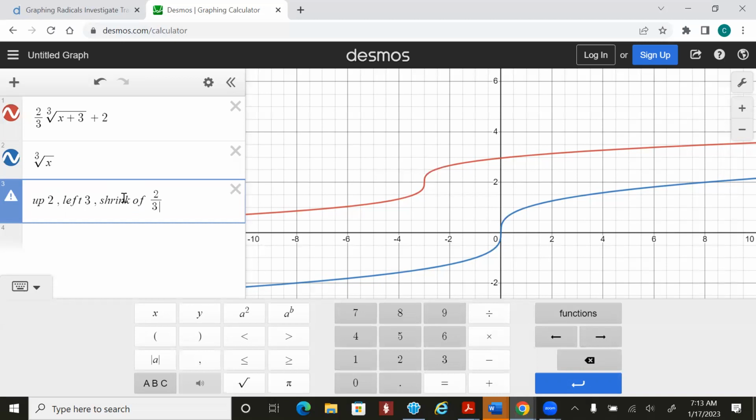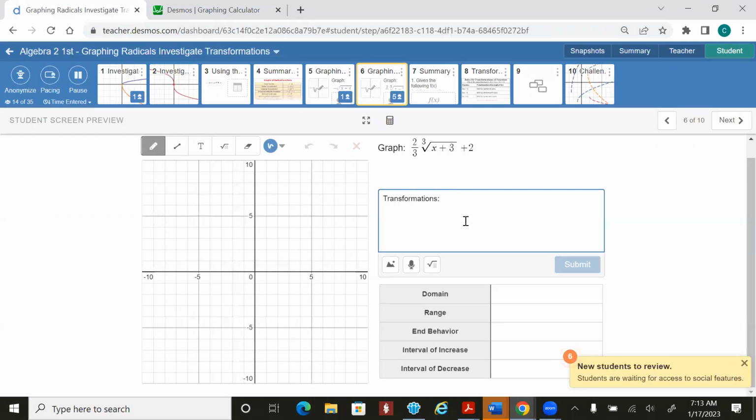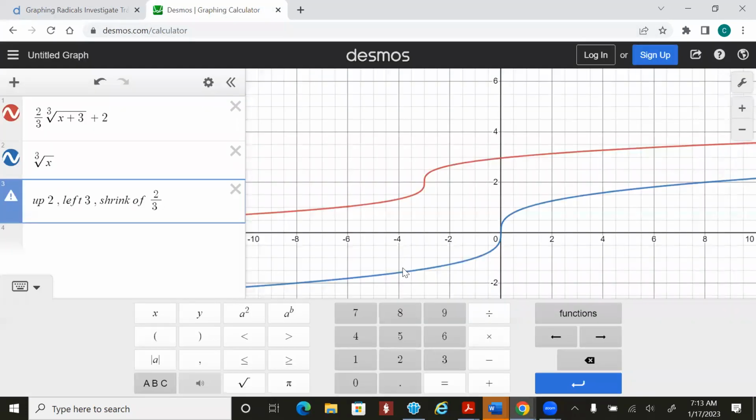That's it. So what you're doing is you're typing that information right here. What's going to be my domain for that graph? What's going to be my domain?